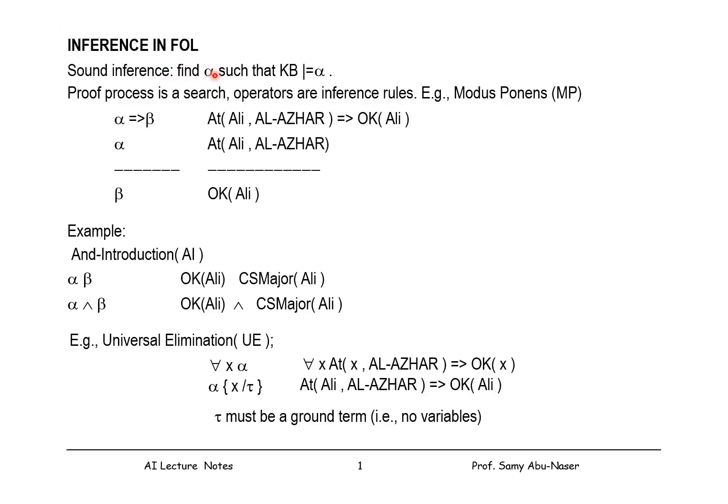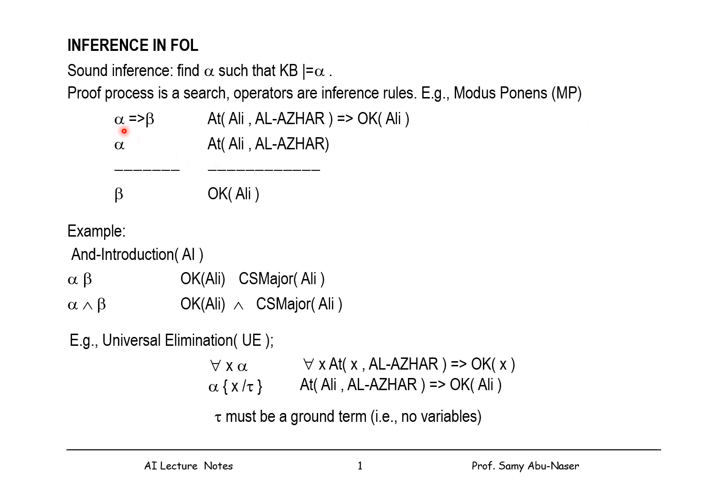Inference in first order logic. Sound inference: find alpha such that KB entails alpha. Proof is a process of search. Operators are inference rules, for example modus ponens.